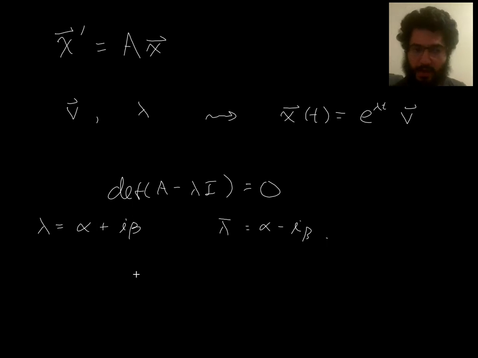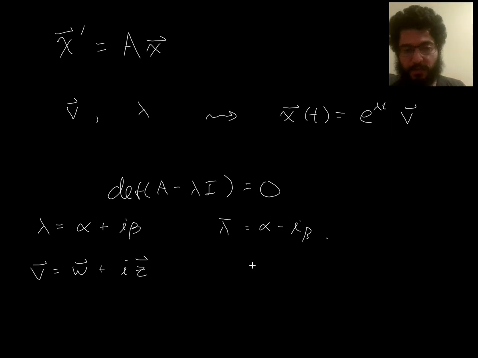But what about eigenvectors? So let's say this is the eigenvector that goes with lambda. Let's say it's w plus i z. Then will I also automatically know the eigenvector that goes with the other eigenvalue, lambda conjugate?